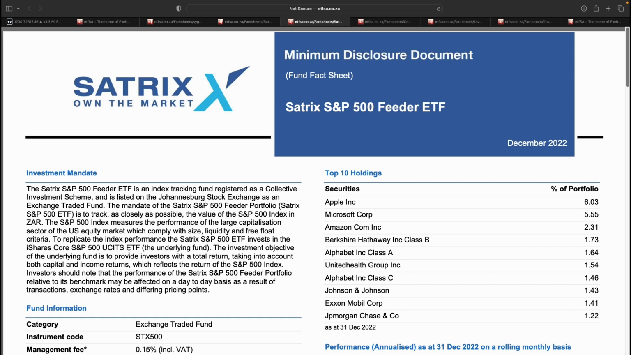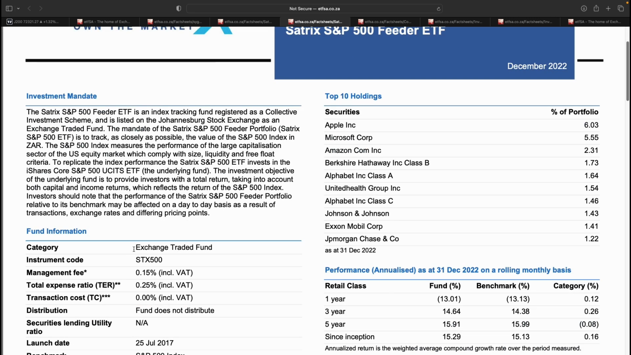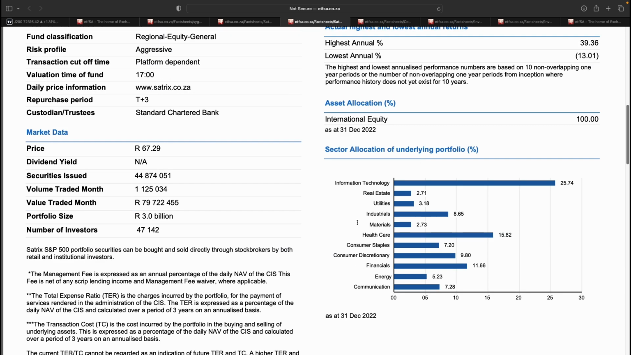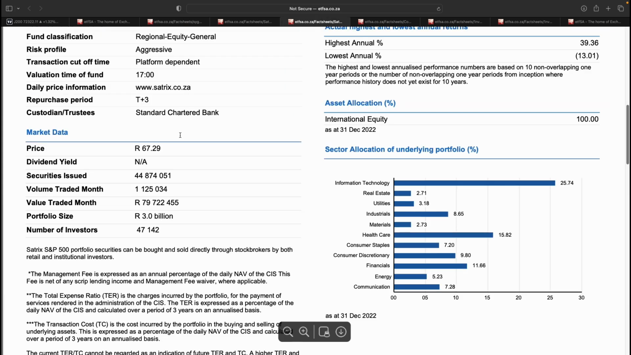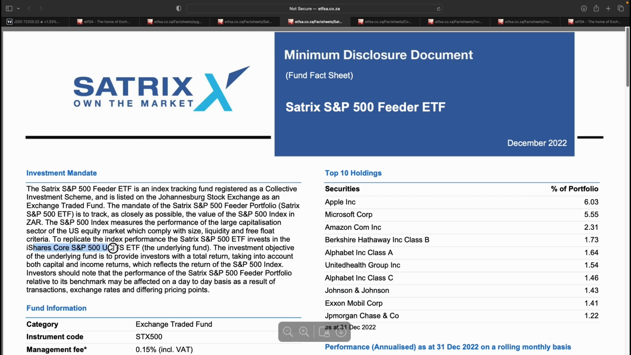But for other people that might be interested in the Satrix ETF, it is a similar fund. Looking at the top 10 holdings, we're still looking at Apple, Microsoft, Amazon. Apple is still around 6%. The sectors that it tracks are similar to the sectors that the Sygnia S&P 500 tracks. The difference between these two is that Sygnia invests in those companies directly, whereas the Satrix invests in another ETF. So it's an ETF that is buying another ETF, whereas the Sygnia S&P 500 is an ETF that buys companies.